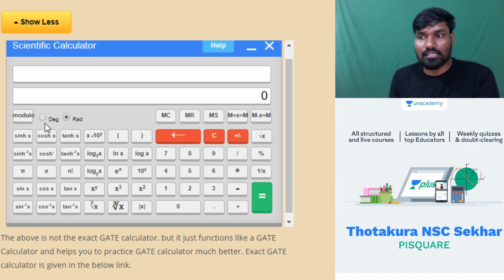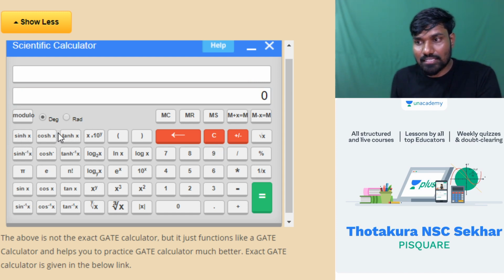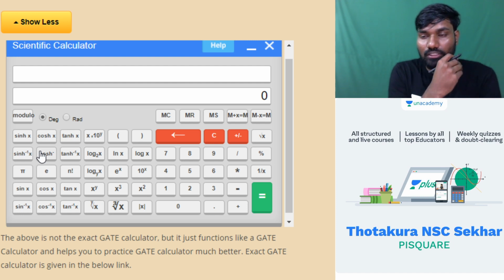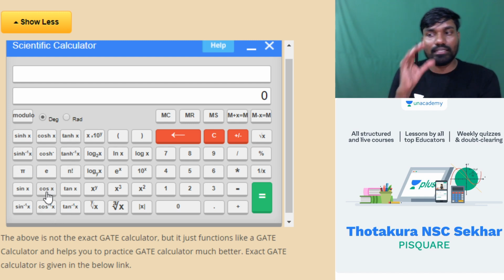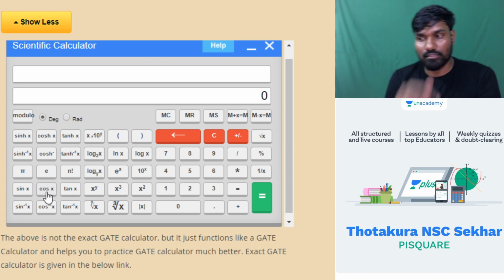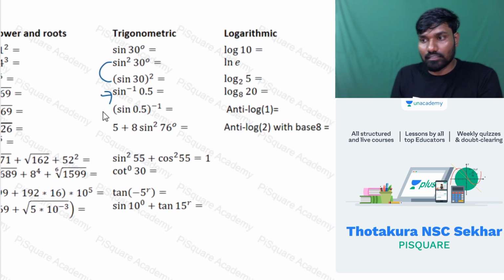If I had kept this in degrees mode and performed this operation, 0.5 gives 30 degrees. That's where, only for these trigonometric functions, sine, cosine, tangent and so on, 12 trigonometric operations, the degrees and radians setting will be effective. It is effective only for trigonometric operations, not anything else. Okay. Now the other ones we'll also see. Nothing to worry about.